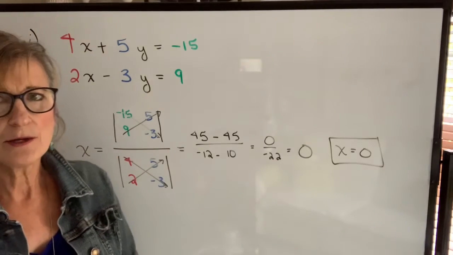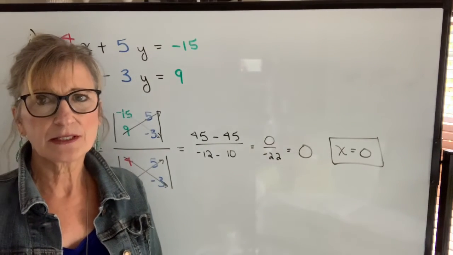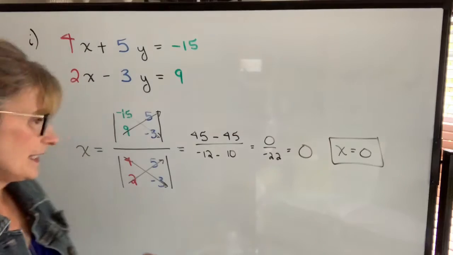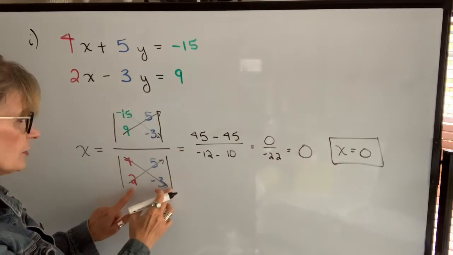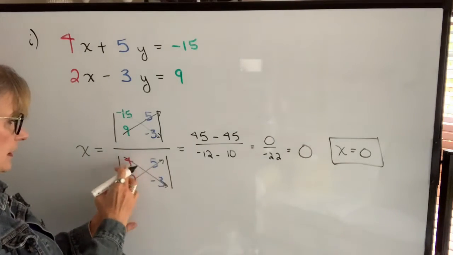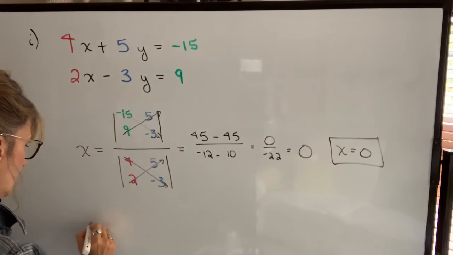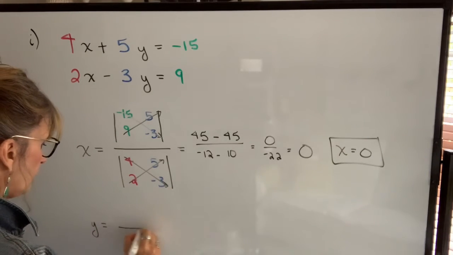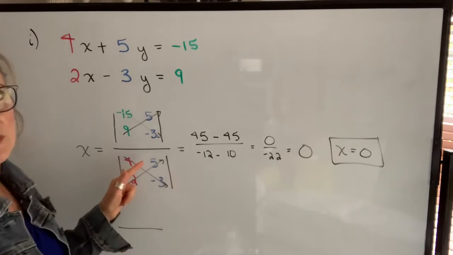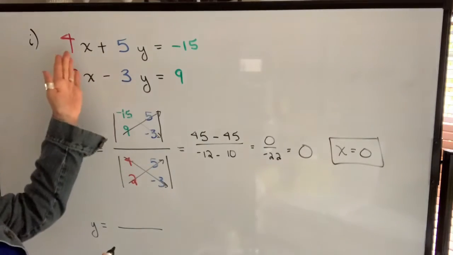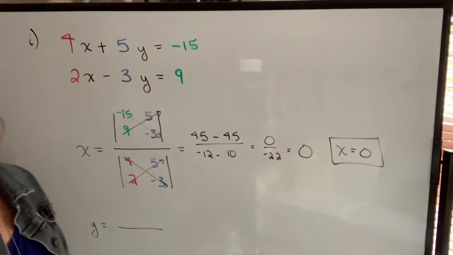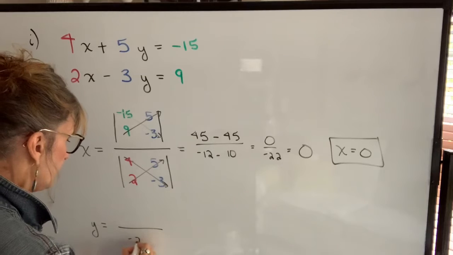To find y, we can use determinants. And one really nice thing is that when we're finding y, the denominator will be the same, because the denominator for y will be the same determinant as the denominator for x. It's the determinant of those coefficients. So it's going to be negative 22.